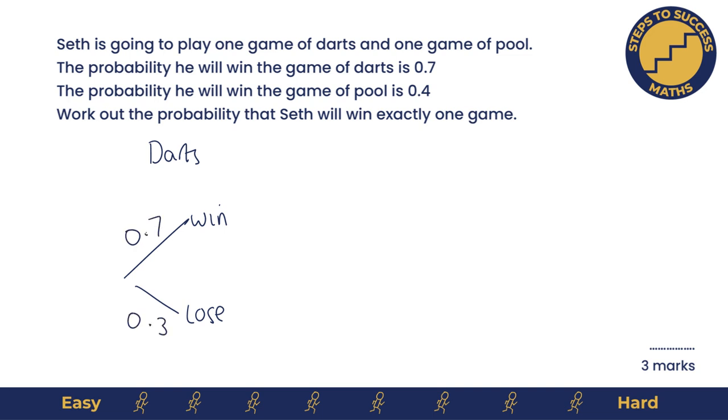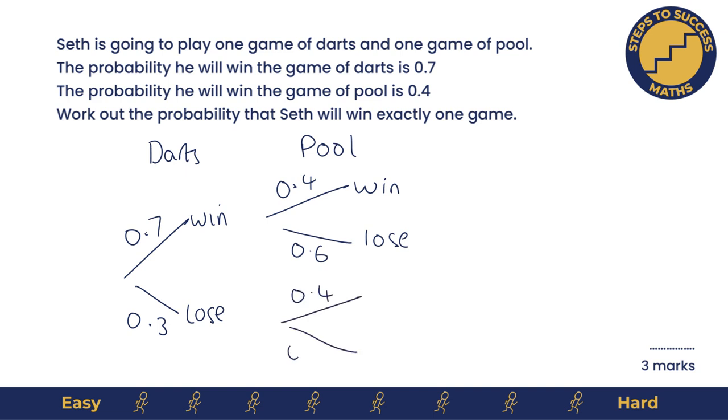And then the second game is pool. Win or lose, win or lose. And win must be 0.4, so lose is 0.6. And then we repeat it, 0.4 and 0.6.